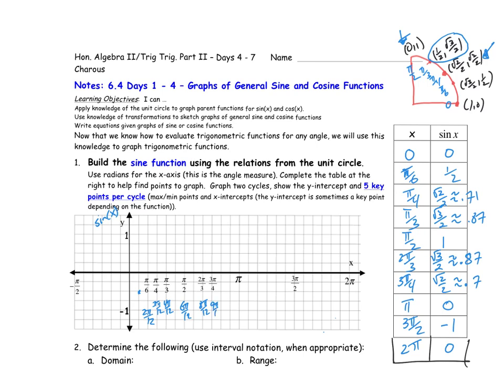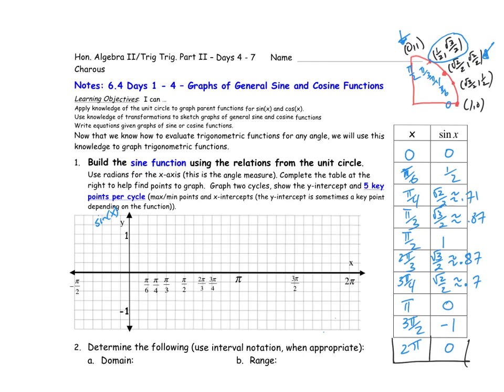And then 9 pi over 12, which we divide everything by 3, we get 3 pi over 4. And then we have pi, 3 pi over 2, and 2 pi. So that's how the scale works, and it's going to be important to be able to count that way once we determine the units as we go forward. Okay, so now I'm going to plot these points.